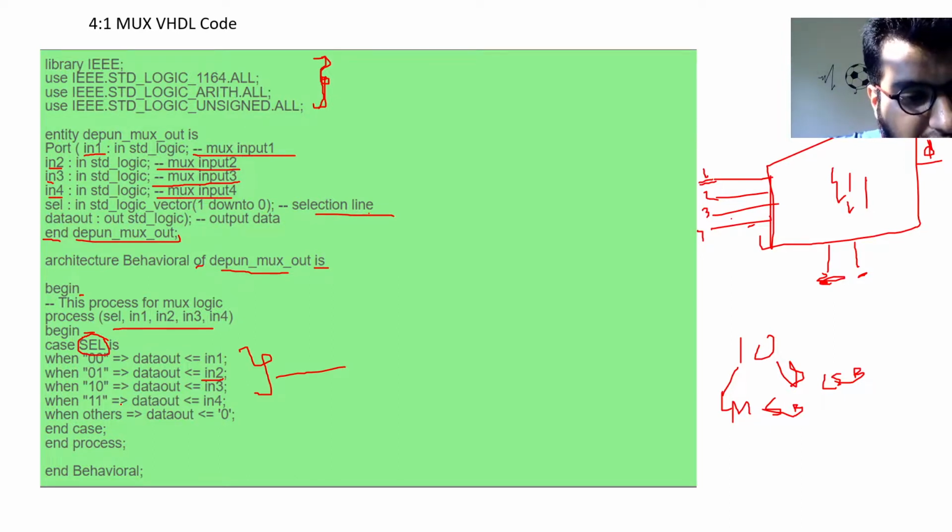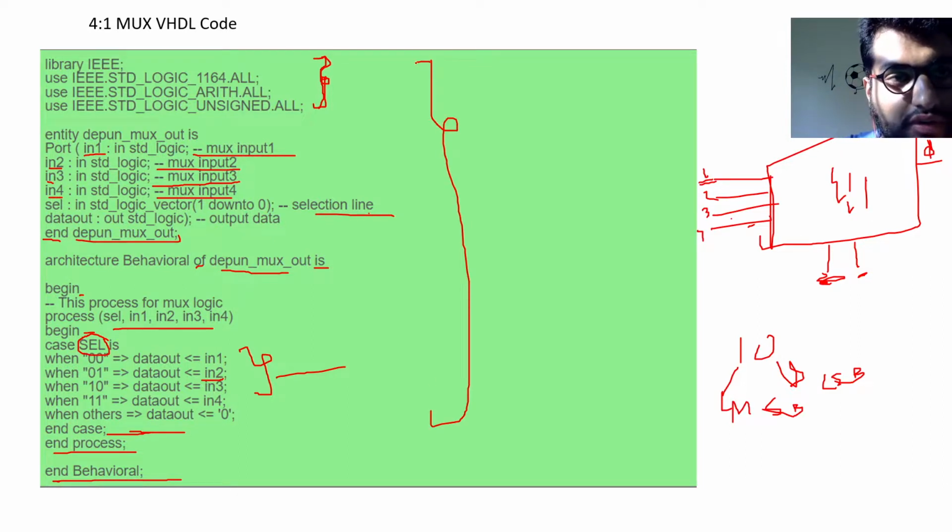And when 10, input 3 gets selected and when 11, input 4 gets selected. When others, data out is 0, meaning when none of these is the case, my output is 0. Then we terminate the case statement by using end case followed by a semicolon. Then we end this process statement by using end process and a semicolon, and then we end this architecture by using end followed by the architecture name and the semicolon. So this was just the idea of the VHDL code of the 4:1 mux.